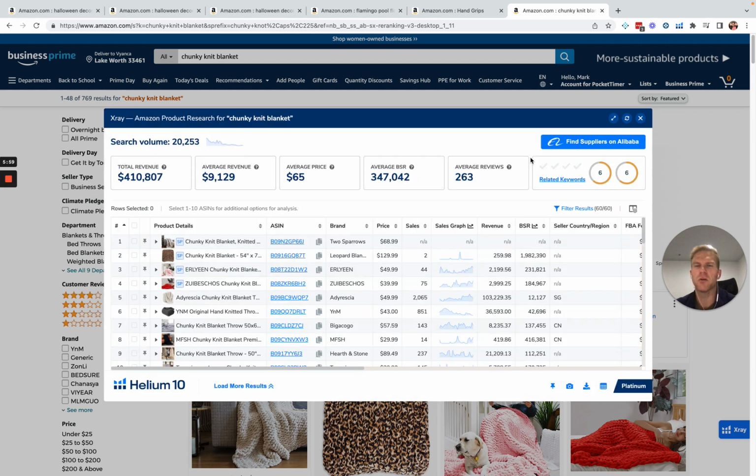So remember, we want to find products that have more of a consistent sales trend and not so much seasonality, because even though the good times will be great, in the bad times you're just sitting there paying huge storage fees, and it's just not worth it.